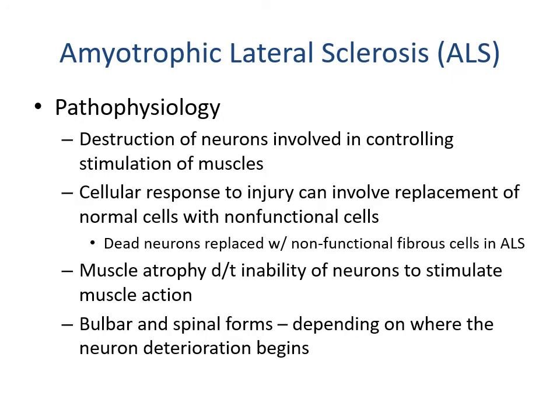So the pathophysiology: destruction of neurons involved in controlling the stimulation of muscles. The cellular response to injury can involve replacement of normal cells with non-functional cells. So dead neurons are replaced with non-functional fibrous cells. The muscles atrophy due to the inability of neurons to stimulate muscle action. Now we do have bulbar and spinal forms, depending on where the neuron deterioration begins. It doesn't play so much of a role in nutrition care, but just if you do see it in the physician's notes, basically they're just variant forms of the same disease. But from a nutrition standpoint, we're going to treat it pretty much the same.